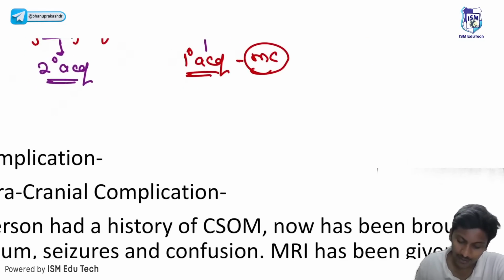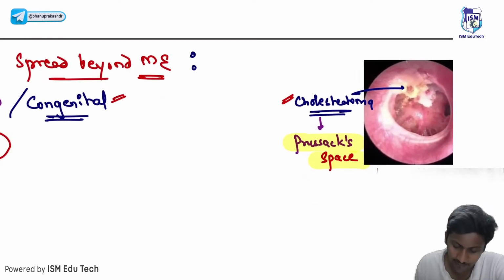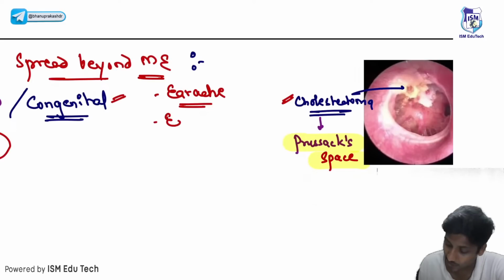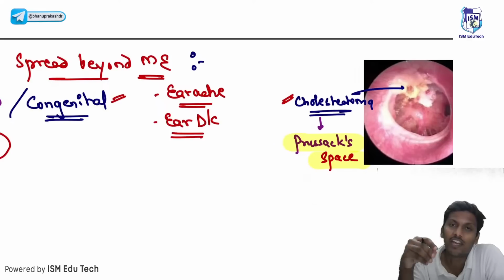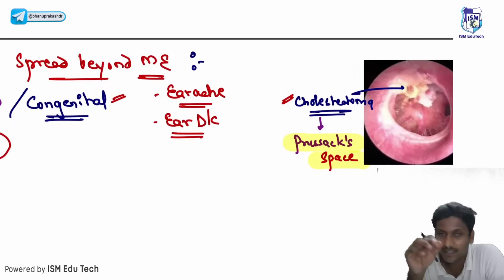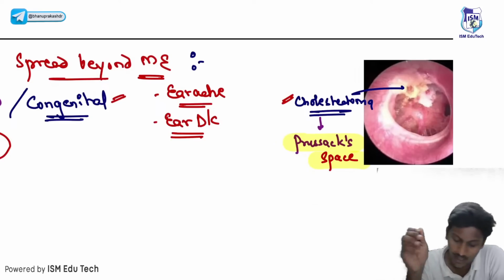Now what will be the complaints of the patient? Just like unsafe CSOM, in safe CSOM here also the patient will have earache. Apart from that, here also the patient will have ear discharge. But what will be different? There the patient was having profuse ear discharge. Here the patient will have very small amount, scanty ear discharge. And here the ear discharge will be blood stained and it will be foul smelling as well. And why foul smelling? Because there is bone erosion as well. Apart from that, the patient will have conductive hearing loss also.